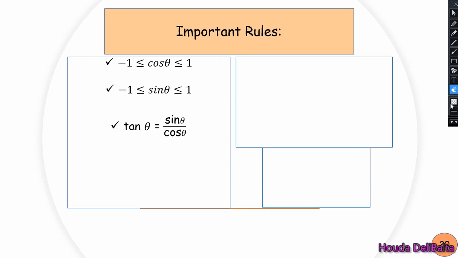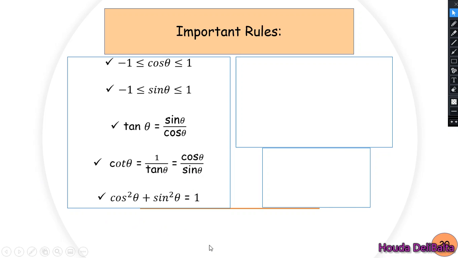Now, more important rules, which is concerning cotangent theta, for example, and this is the first time we talk about cotangent theta. Cotangent theta is indeed the reciprocal of tangent theta, which is cosine theta divided by sine theta. Because tangent theta is sine divided by cosine, then cotangent, which is the reciprocal, is cosine divided by sine. And the most important trigonometric rule is this: cosine squared theta plus sine squared theta is equal to 1.